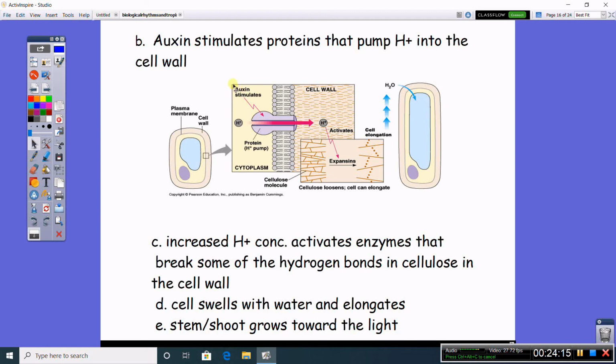So notice here in the picture, auxin stimulates H pluses to be pumped into the cell wall. Okay, the cellulose loosens, which just means you're breaking some of the hydrogen bonds there. The cell can elongate because it swells with water, and that's going to allow the stem or the shoot to grow towards the light.